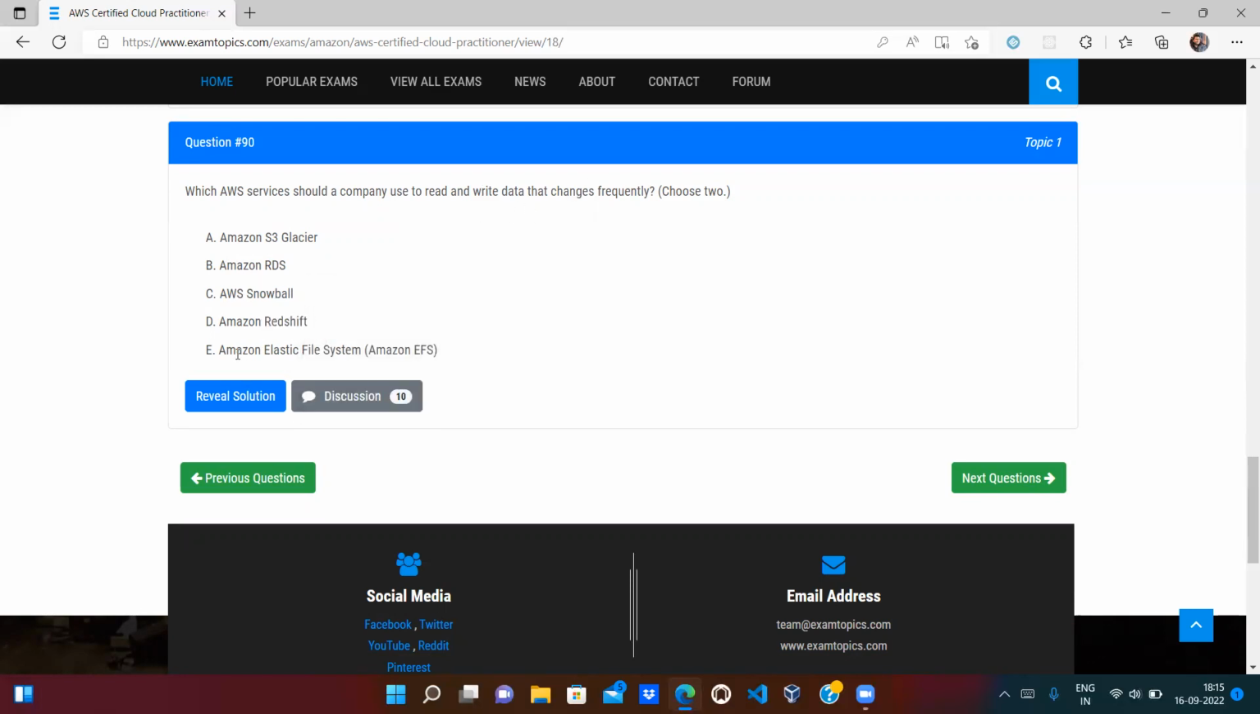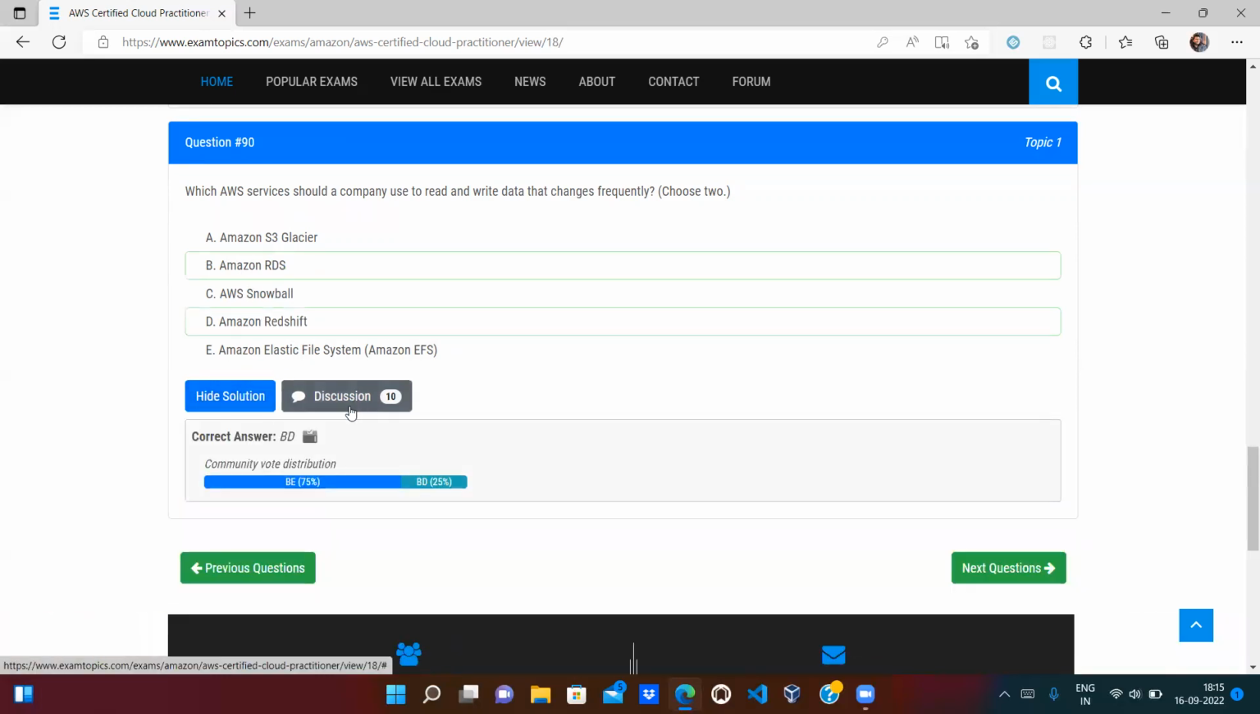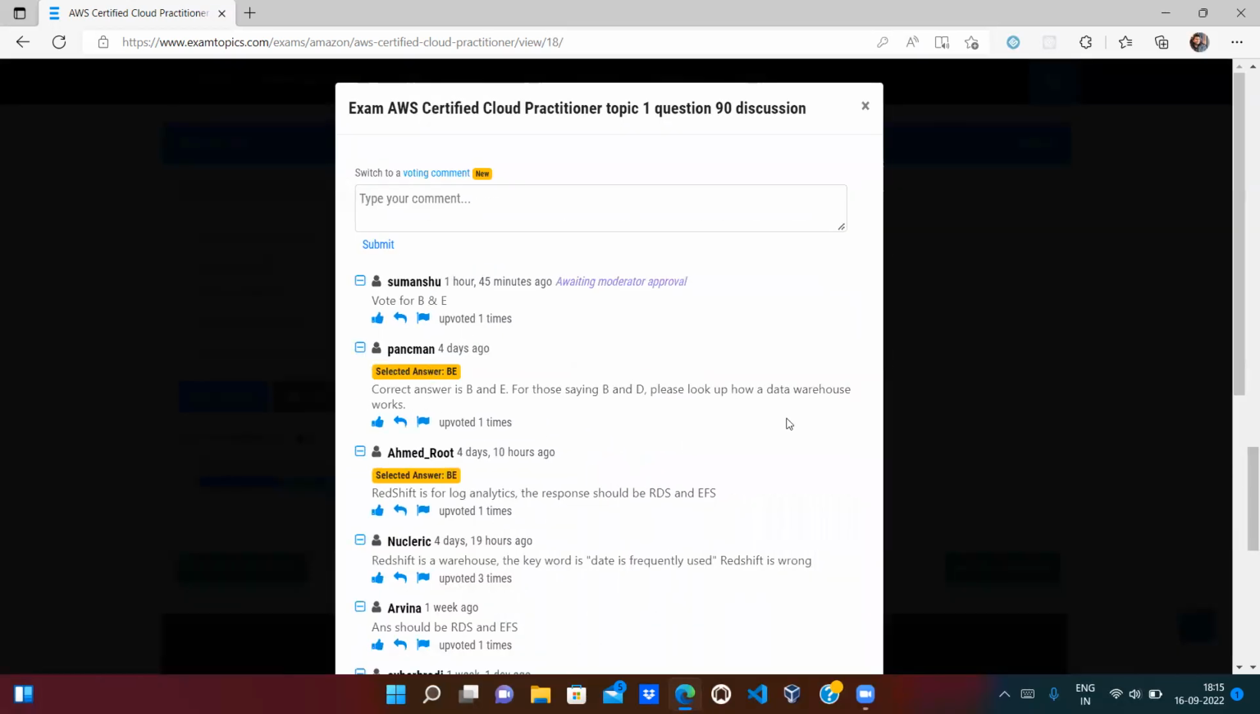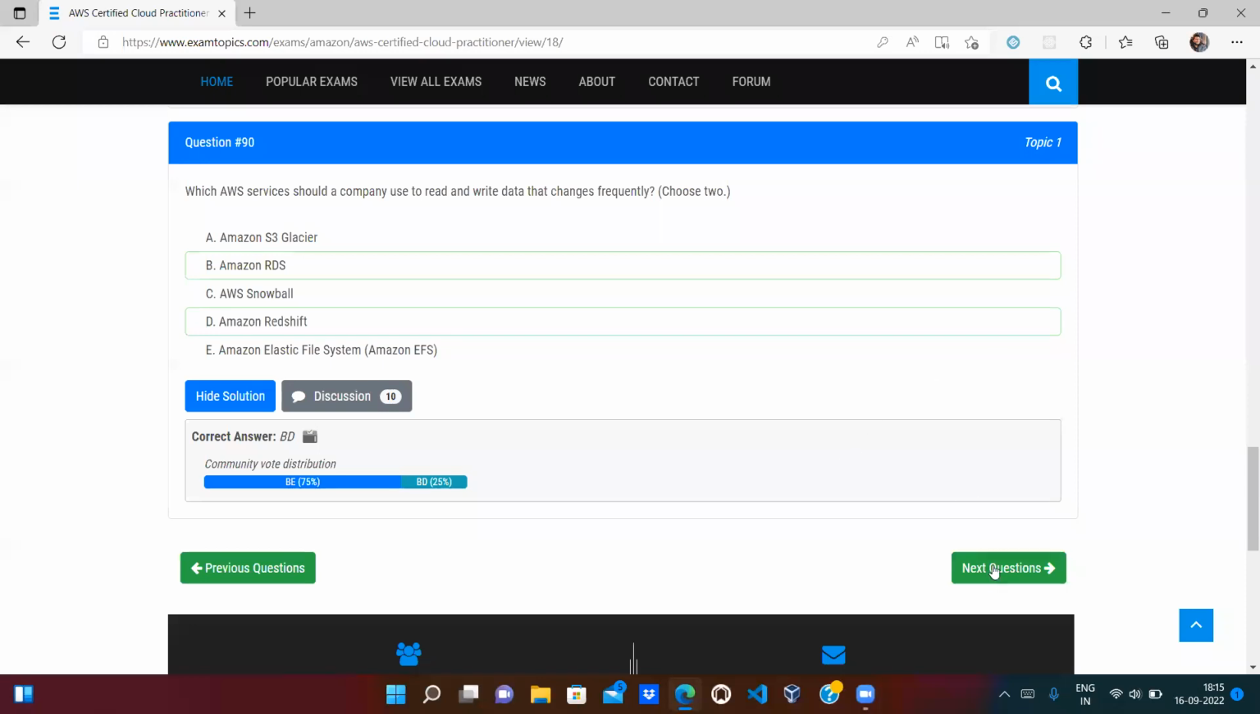So this is wrong. File system looks correct. So B and E look correct to me. They said B and D, but if you go to the discussion tab, most of the people said B and E. So B and E look correct.